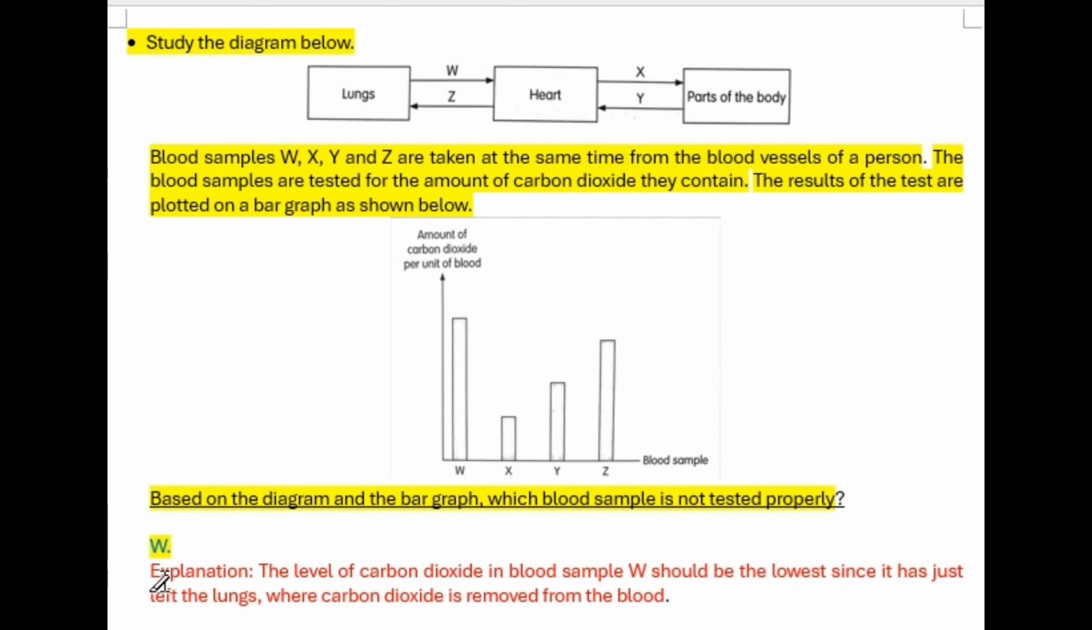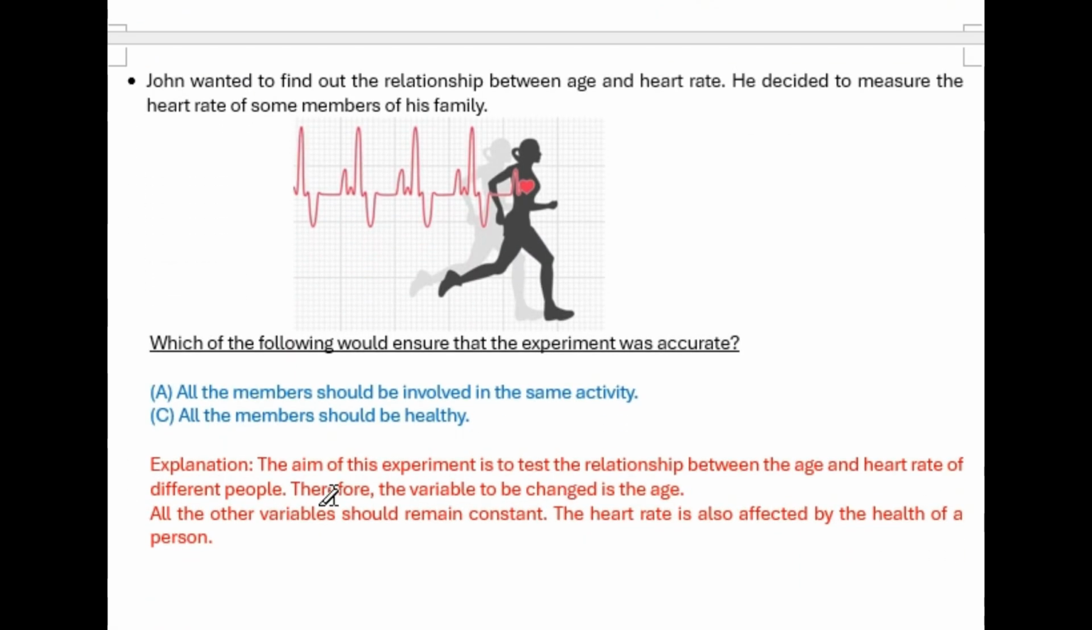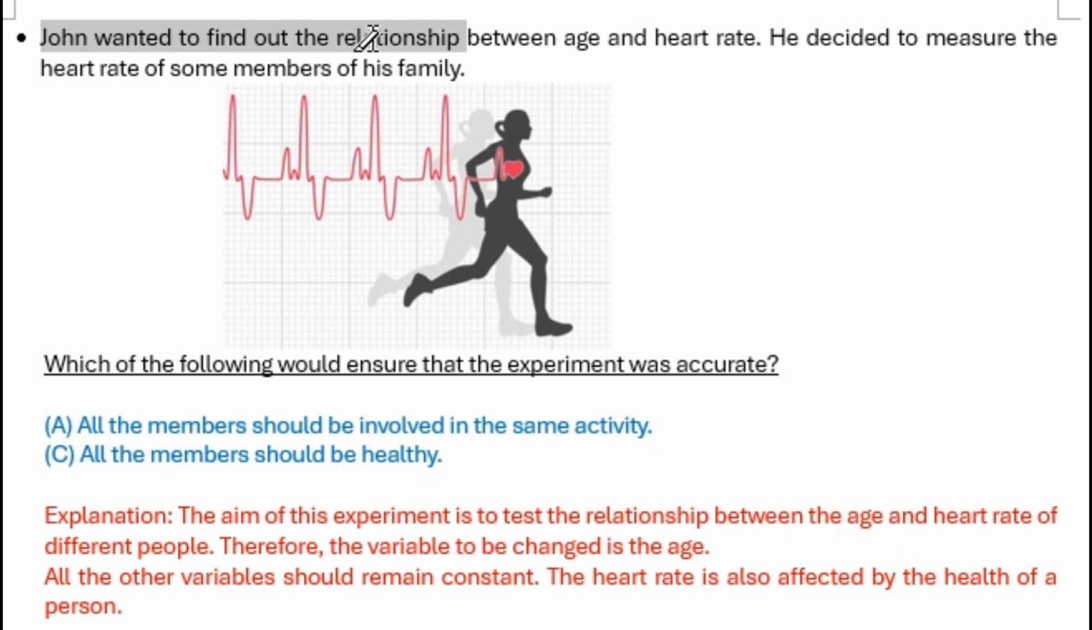Explanation: the level of carbon dioxide in blood sample W should be the lowest, since it has just left the lungs, where carbon dioxide is removed from the blood. John wanted to find out the relationship between age and heart rate. He decided to measure the heart rate of some members of his family.